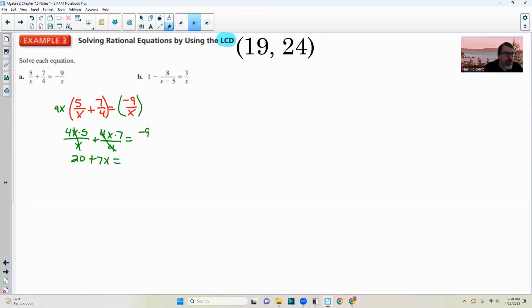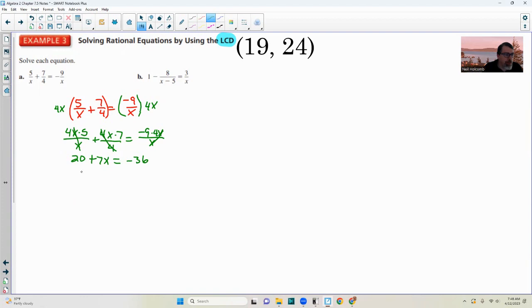I don't know why there's a 44 here. It's 4x. So this is going to be negative 9 times 4x, and it's all divided by x, so the x's cancel, and 9 times 4 is negative 36. Okay, so just multiplying by 4x gets rid of the denominators. It's really nice and neat.